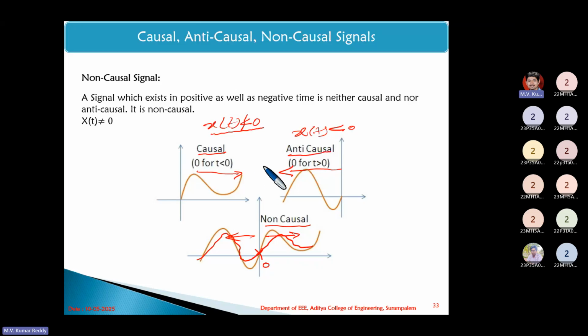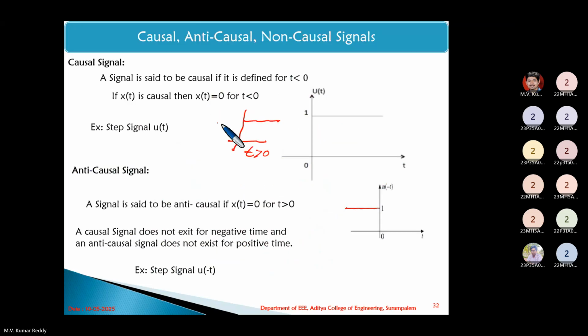ఇక్కడ మీరు అబ్జర్వ్ చేయండి, ఇక్కడ ఏం రాశారు? X of t is equal to 0, t less than 0. That means this portion is t less than 0. T less than 0 value is 0. X of t is equal to 0, so it is causal. Here x of t is equal to 0 for t greater than 0. That means this portion, t greater than 0, is 0. Hence it is anti-causal.